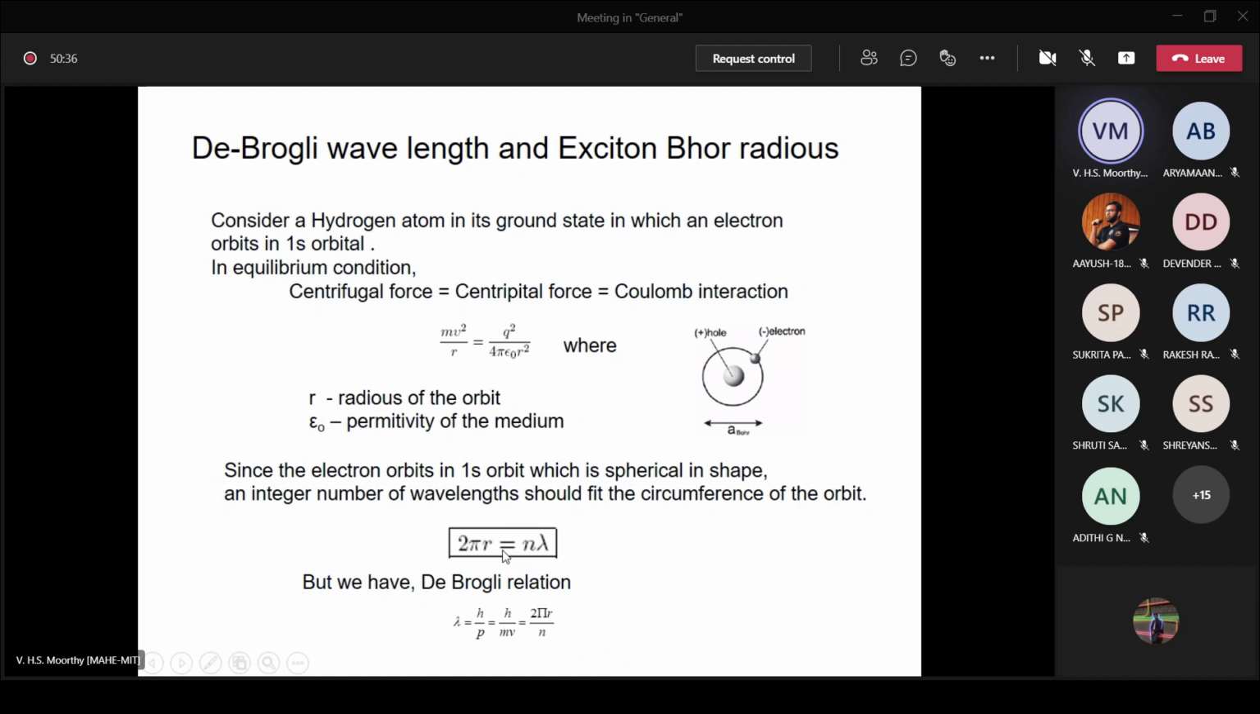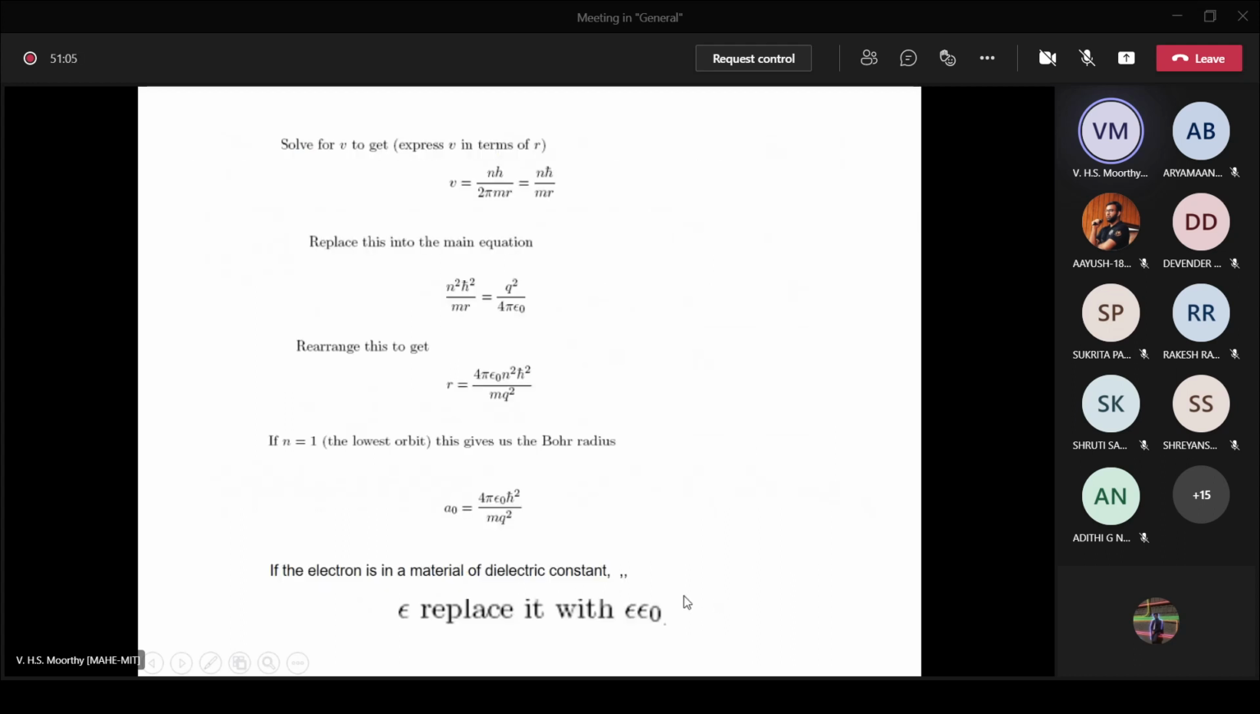It's an integer number. Since we are taking the first orbital, n is equal to 1. For the second orbital, n is equal to 2. For the third orbital, n is equal to 3. But here we don't give a specific number, we say n, which is a generic number. It can be 1, 2, 3, 4, depending on which orbital we are discussing, first, second or third.